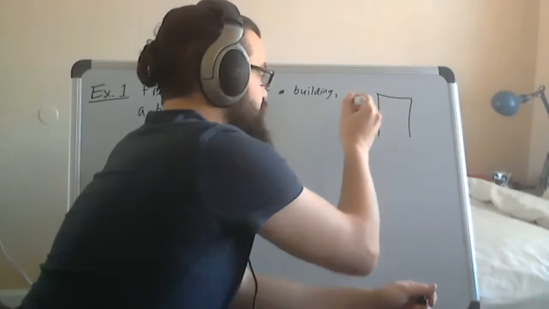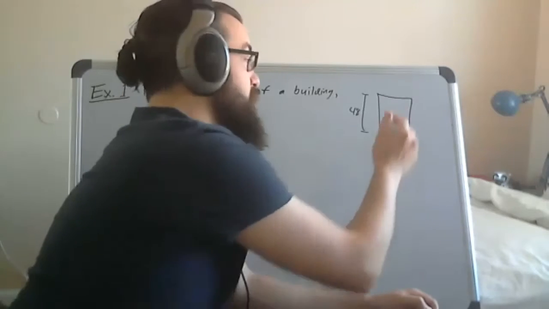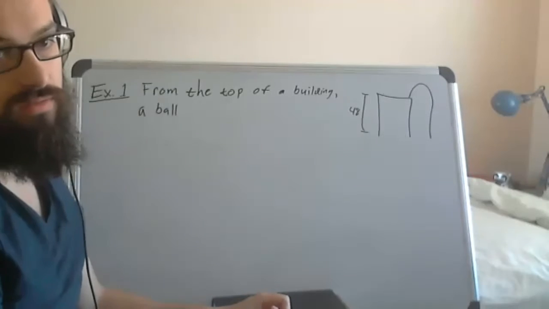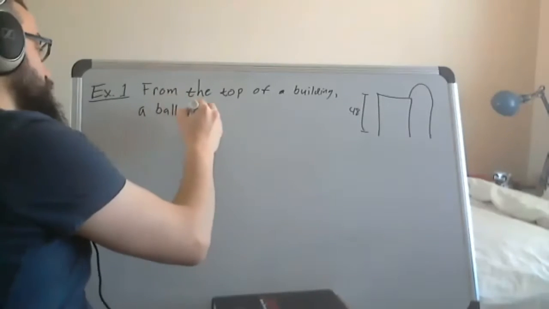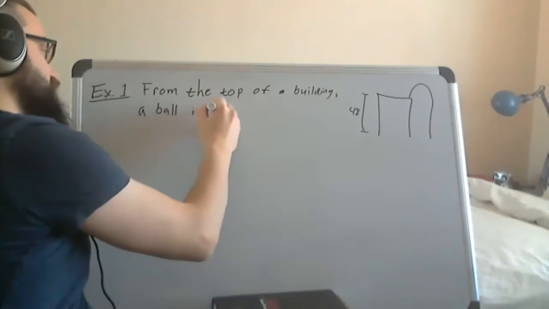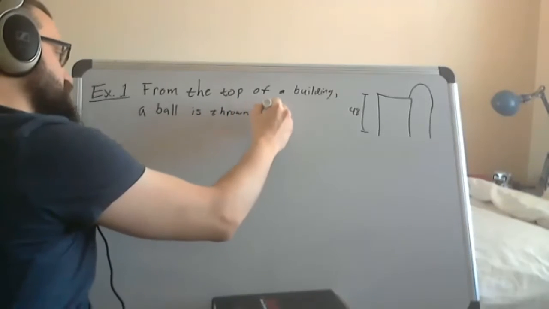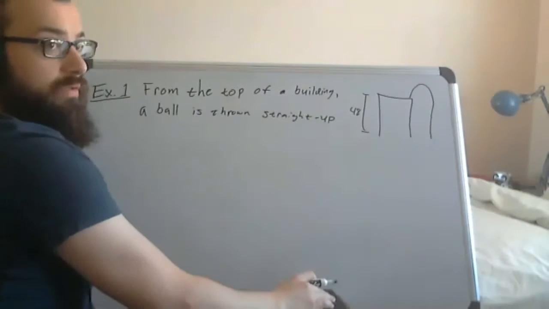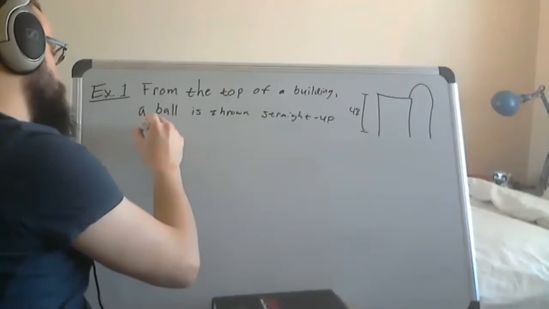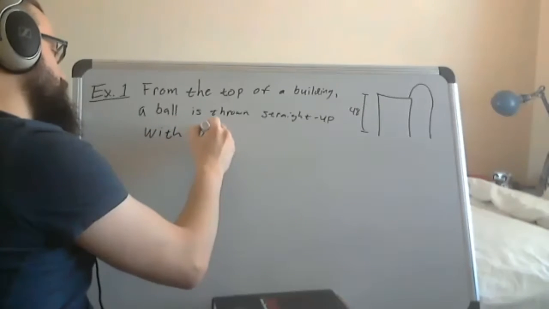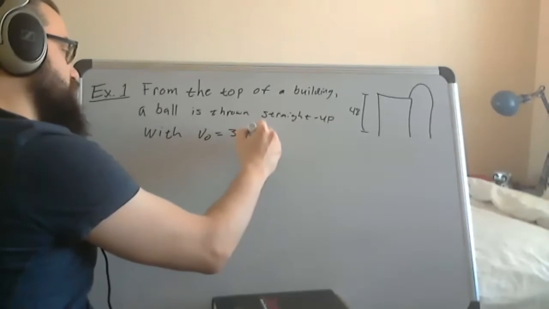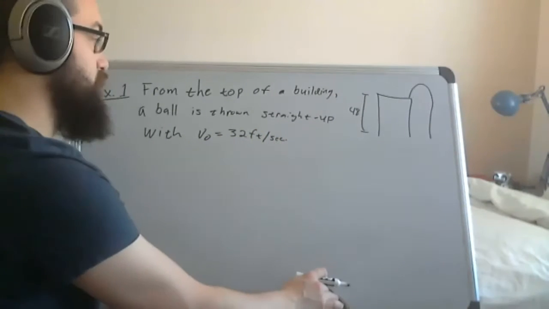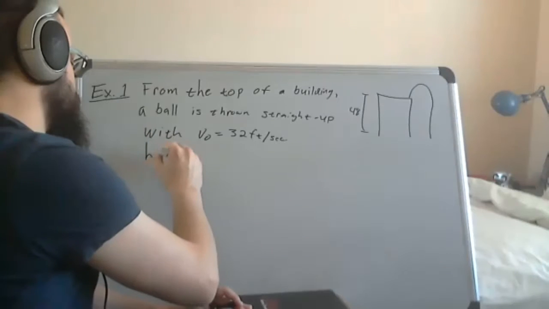We have a building that's 48 feet high, and somebody's throwing a ball off of the top, down to the ground. So from a building, a ball is thrown straight up with an initial velocity of 32 feet per second. And here is the height function.